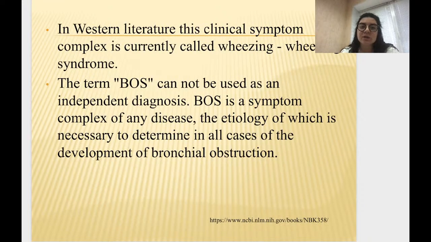In Western literature, this clinical symptom complex is commonly called whistling syndrome. The term bronchoobstructive syndrome cannot be used as an independent diagnosis. It's not a disease, it can't be a diagnosis. It is a syndrome that includes a number of different diseases. Bronchoobstructive syndrome is a symptom complex of any disease, the etiology of which is necessary to determine in all cases of the development of bronchial obstruction.